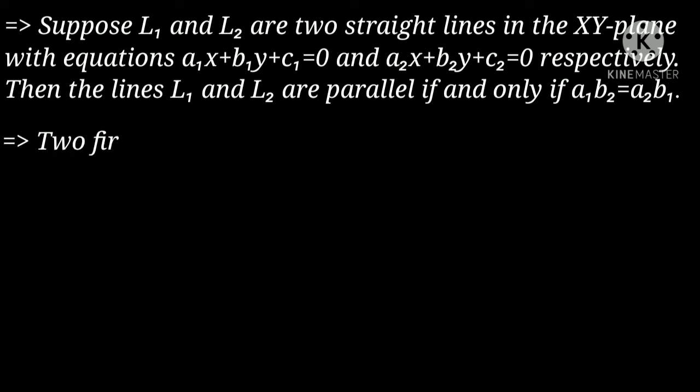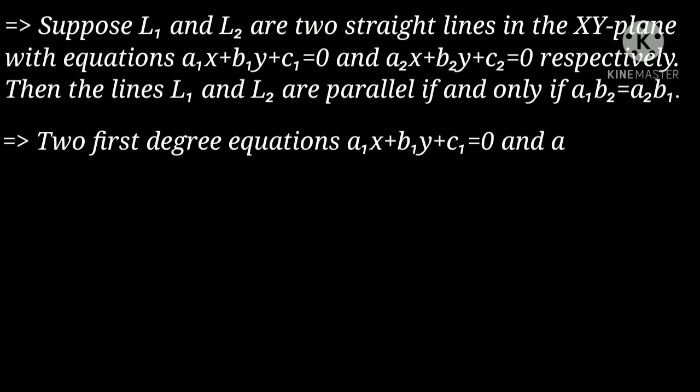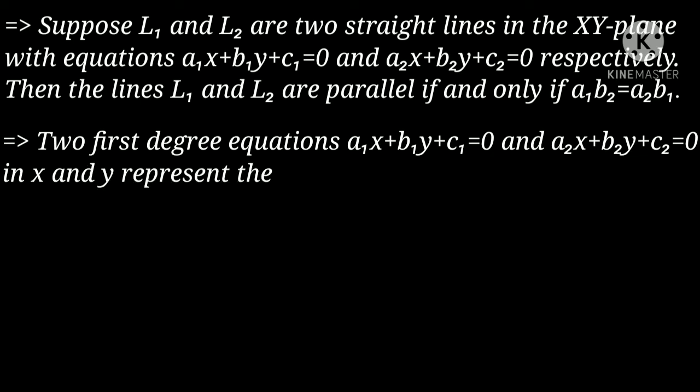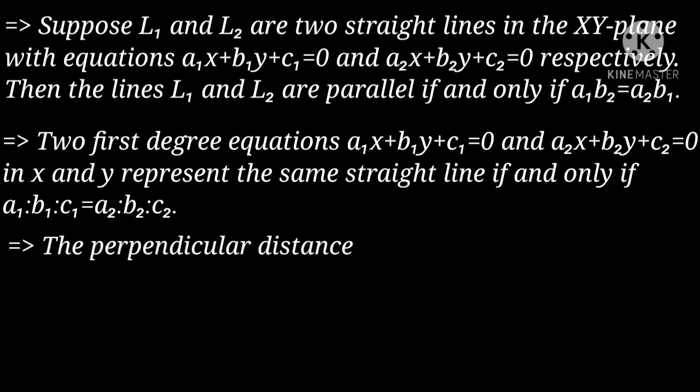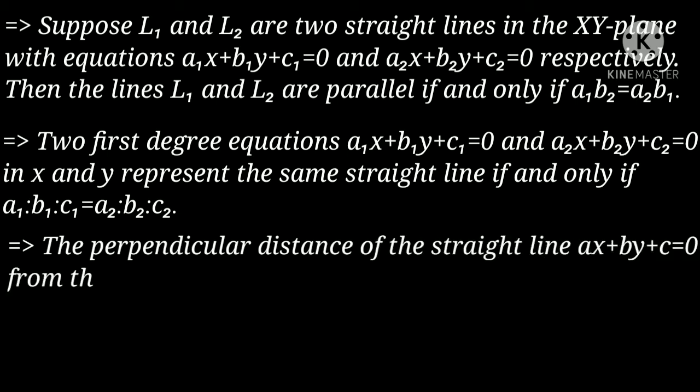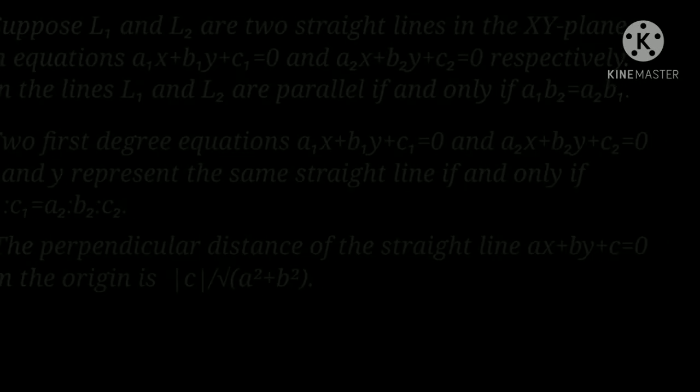Next, two first degree equations a1x plus b1y plus c1 equal to 0 and a2x plus b2y plus c2 equal to 0 in x and y represent the same straight line if and only if a1 : b1 : c1 equals a2 : b2 : c2. Next, the perpendicular distance of the straight line ax plus by plus c equal to 0 from the origin is modulus c by square root of a square plus b square.